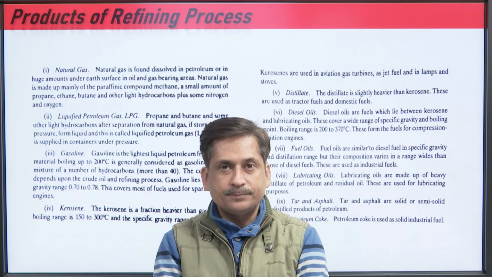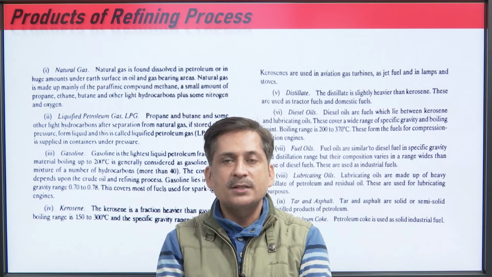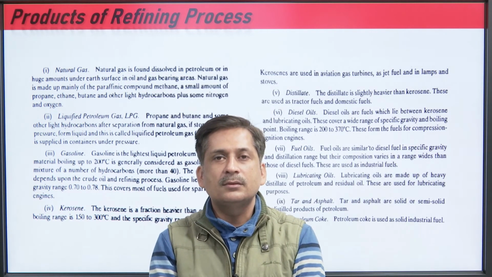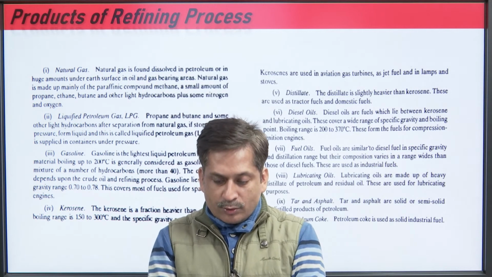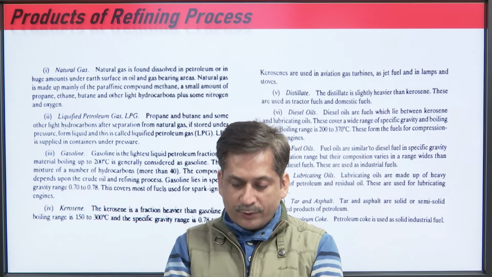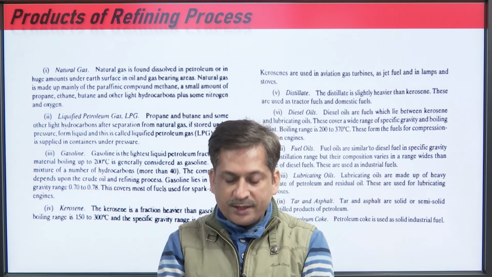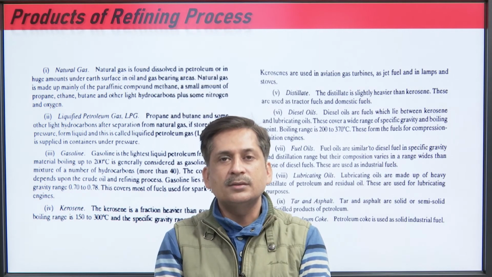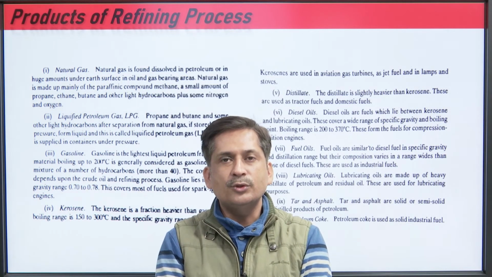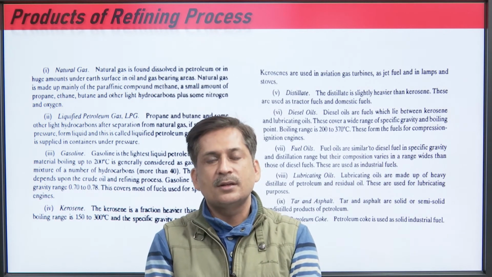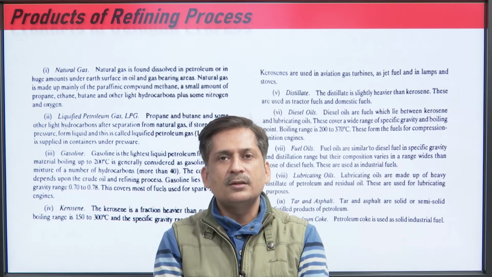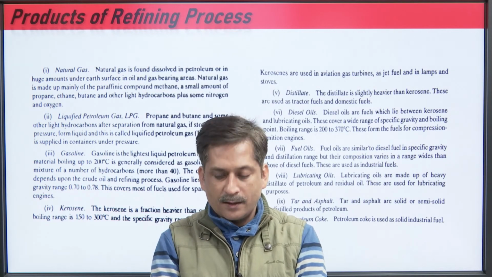Now, lubricating oils. For lubricating purposes we use lubricating oil. These are also byproducts of the refining process. Lubricating oils are made of heavy distillate of petroleum and residual oil. You all know that lubrication is needed for smoothing the engine operation, to reduce frictional losses and to improve the engine life. Whether a 2-stroke, 4-stroke, or heavy engine, lubrication is needed.